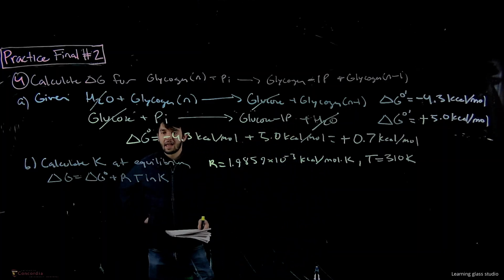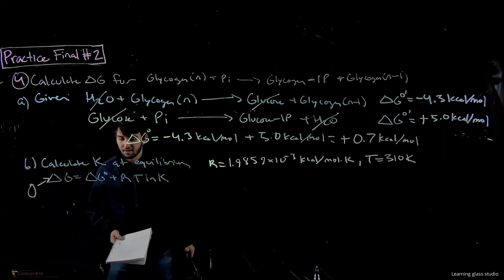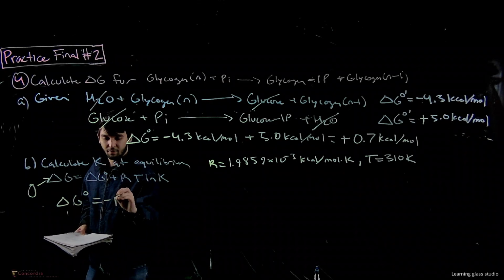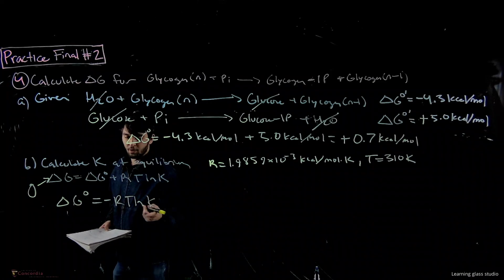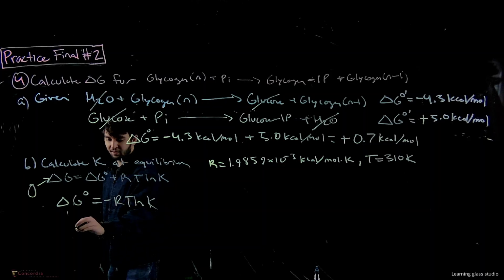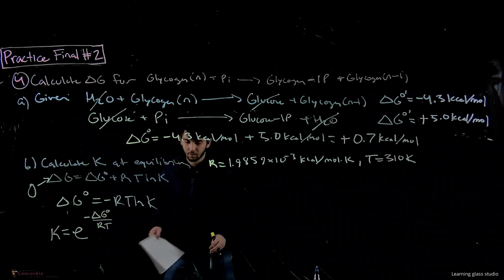Part B, calculate K at equilibrium. So we are given delta G equals delta G standard plus RT ln K. We know that delta G is going to be 0 at equilibrium, so we can rearrange this to delta G standard is equal to negative RT ln K. If we want to solve for K, we divide both sides by negative RT and then do e to the both sides, so we get K is equal to e to the negative delta G over RT. Okay?